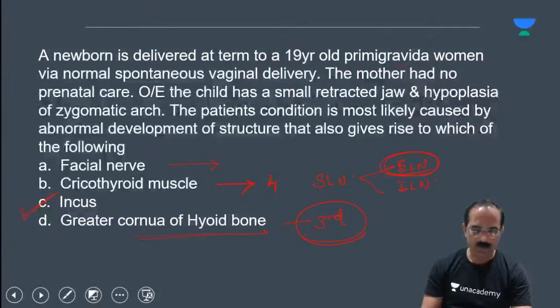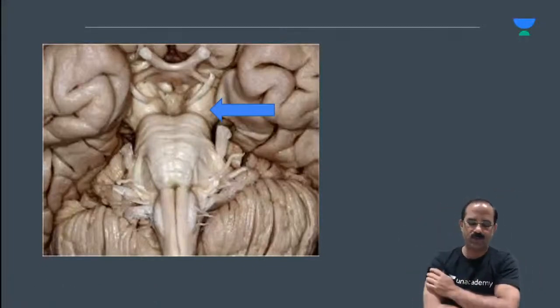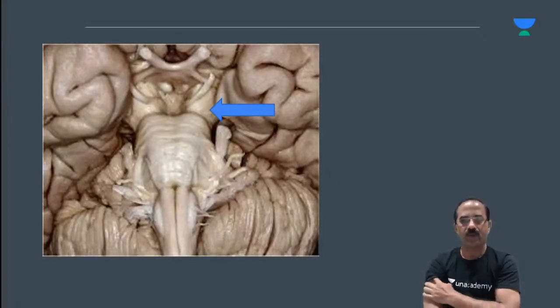Okay. Going to the next MCQ, bachcho. Identify this structure, students. Identify this structure.